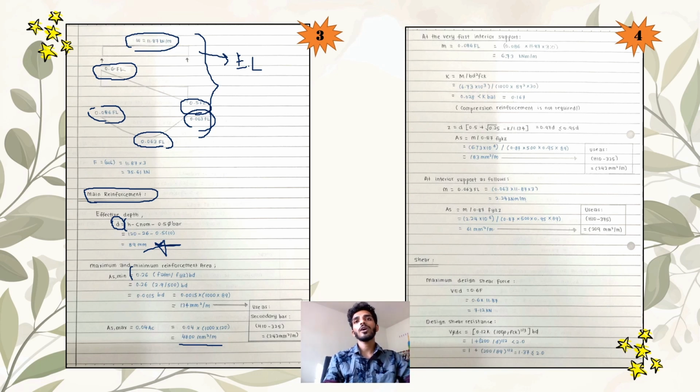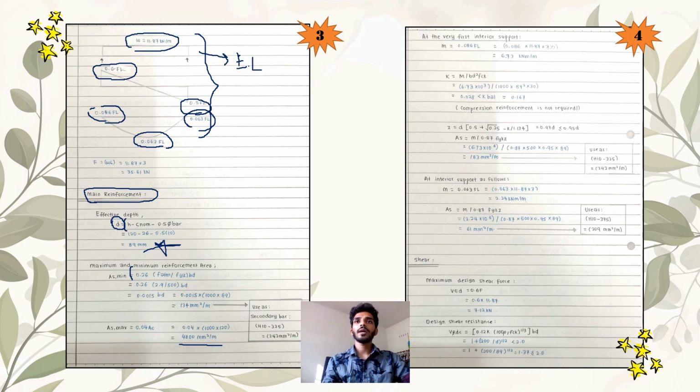So now we're going to find two things, K and also z. How to find K? It will be M_Ed over bd² fck. So how are we going to insert all the numbers? 6.73 times 10 to the power of 3, divided by (1000 times 89² times 30). So 0.028 will be the exact answer, and it is lower than K_bal. So 0.1767 will be the K_bal reference point. So here this could be the singly reinforced case, compression reinforcement not required, that is the statement we can write for it.